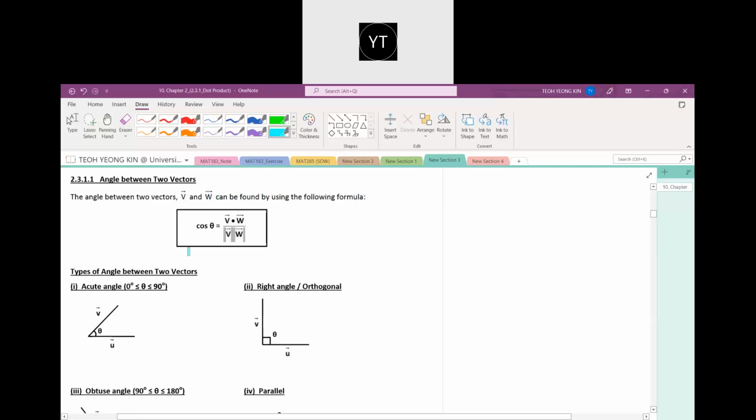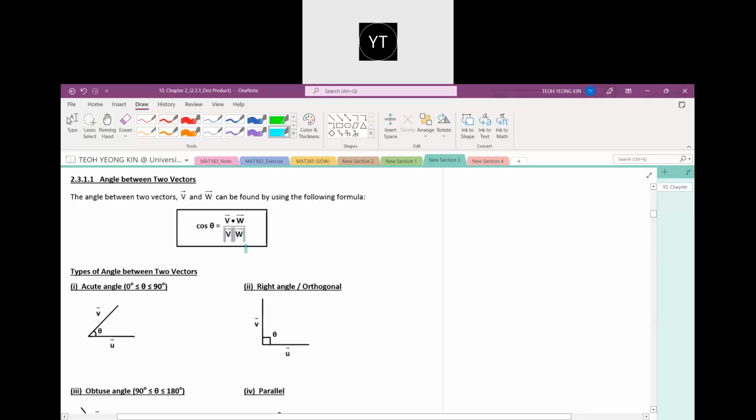So we have the formula of cos theta. Cos theta is equal to the dot product of vector v and vector w divided by the magnitude of v and w respectively. So cos theta is equal to the dot product of vector v and vector w, divided by the magnitude of vector v times the magnitude of vector w.